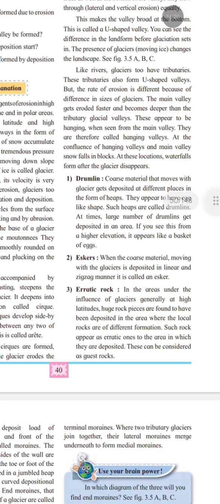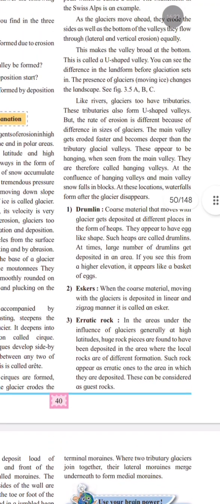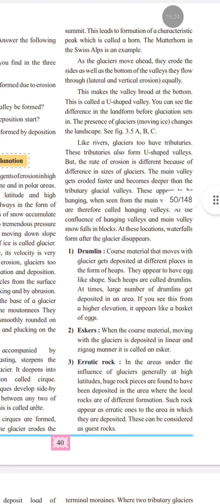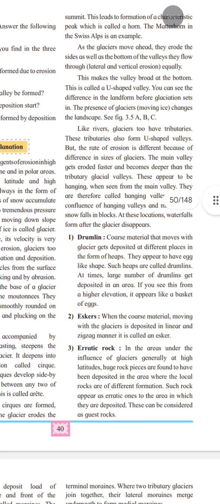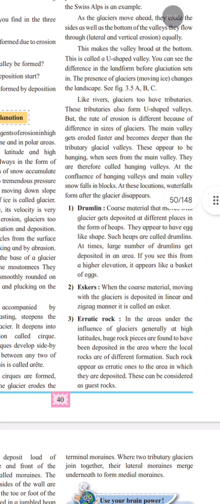Now, roche moutonnée, the concept given here. Plucking and abrasion at the base of a glacier can produce a landform called roche moutonnée. It is a bedrock hill that becomes smoothly rounded on one side due to abrasion, while plucking acts on the other side.